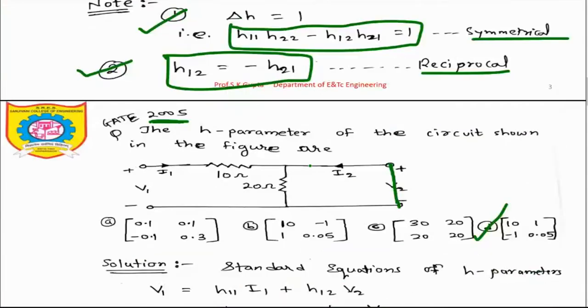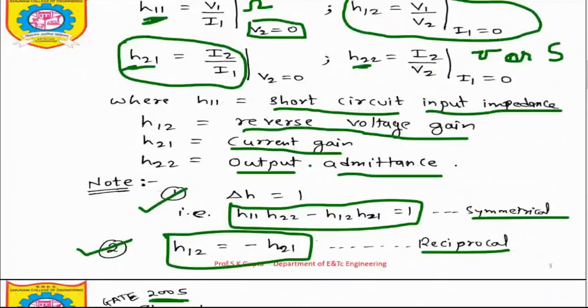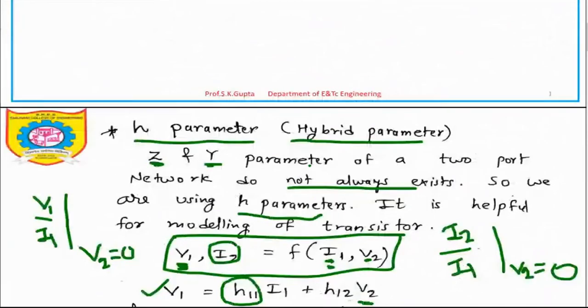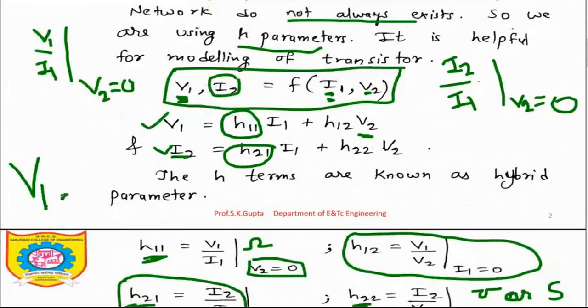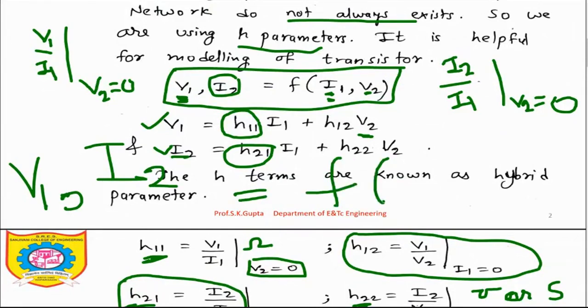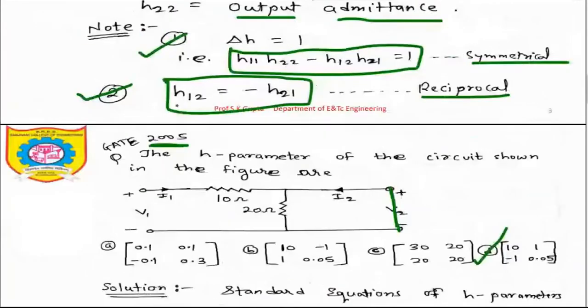The important point is you should remember that V1 comma I2 is a function of I1 comma V2, and from that you can write the conditions. What is the reciprocal condition? H12 equal to minus H21. This also you should remember. What is the symmetrical condition? The determinant of the H matrix is 1: H11 H22 minus H12 H21 equal to 1.